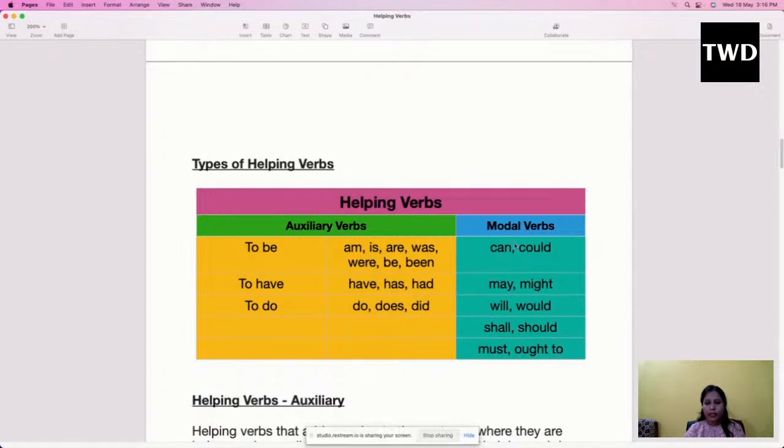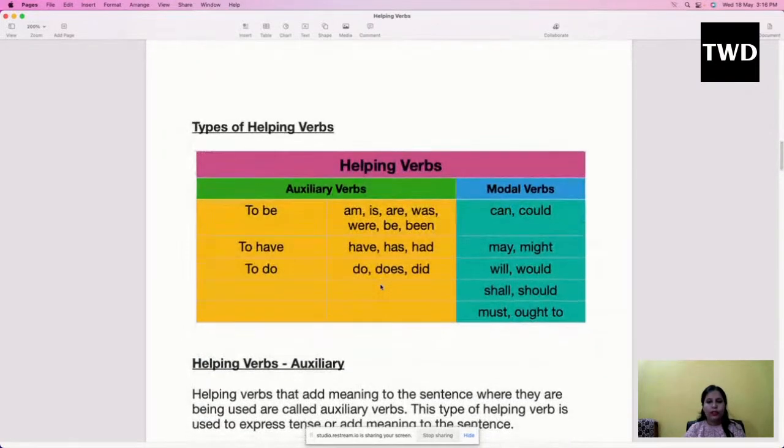So in these modal verbs we have some verbs which we do not use in that regular a way, like shall and ought to. These things we use really in a very lesser manner.